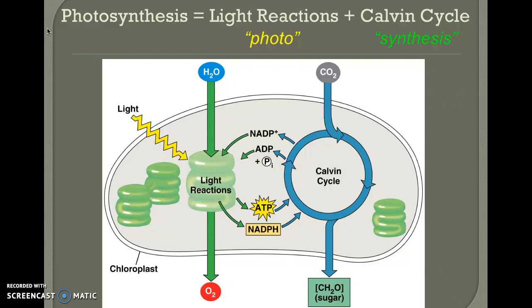On the opposite side, the dark reaction, which occurs in the stroma, will require carbon dioxide, which turns into glucose, as you can see.